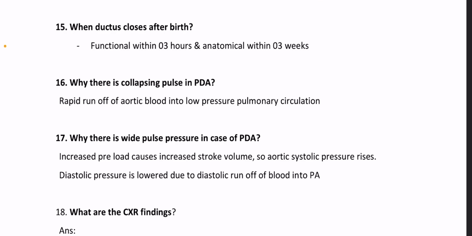Why is there a collapsing pulse in PDA? Rapid run of aortic blood into the low pressure pulmonary circulation. Why is there wide pulse pressure in case of PDA? Increased preload causes increased stroke volume, so aortic systolic pressure rises. Diastolic pressure is lower due to a diastolic runoff of blood into the pulmonary artery.